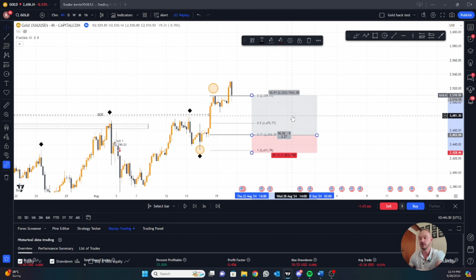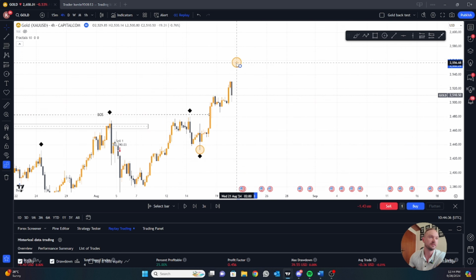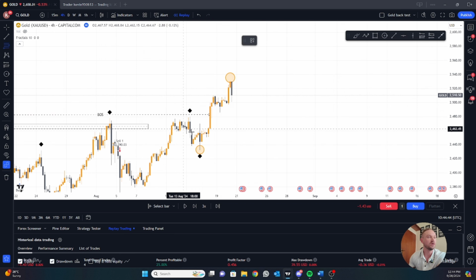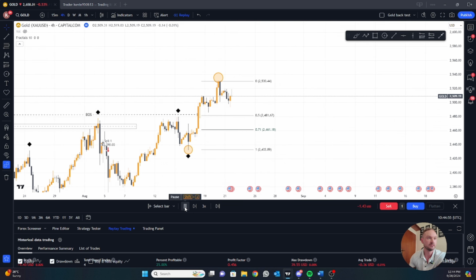So this trade is invalidated because we've got a new break of structure. I will still keep this low, and now this is our high and our new range. So if it does tap into my 71%, it will be a long position.